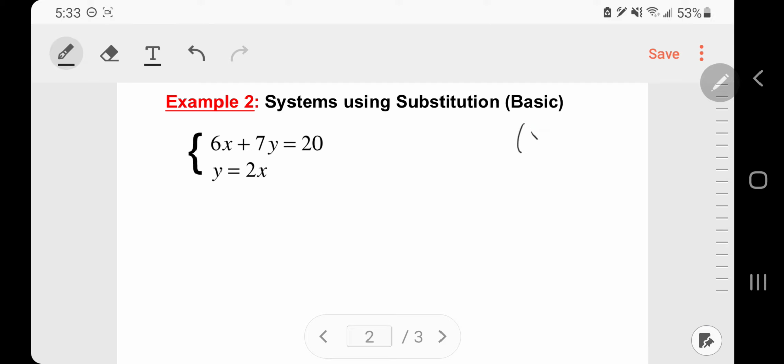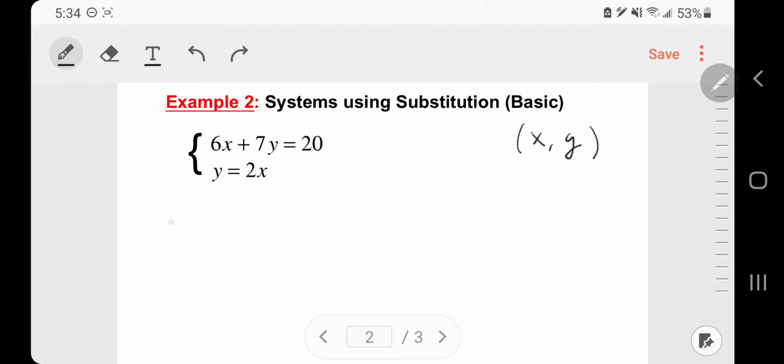Okay, so here again, we're going to be looking for an x and a y. Here we have one of our variables isolated. We have y equals 2x. That's going to be our substitution. We're going to be substituting 2x in for y. Here we do not have a value for x or y, so we're going to have to actually solve for both here. So again, substitution, y equals 2x.